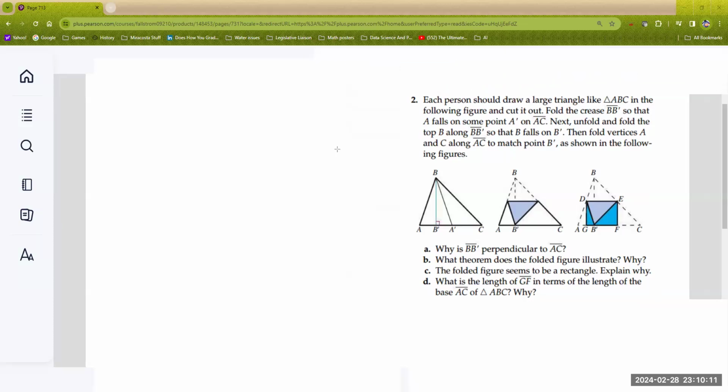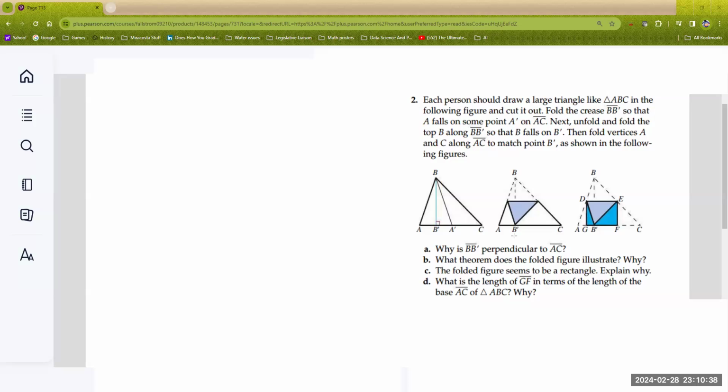Each person should draw a large triangle, doesn't matter the size or shape, and then fold a crease B prime so that A falls on top of A prime. Okay, then unfold it and fold the top along B prime so that B falls on B prime, then fold basically the other two over to create that shape. Okay, that makes sense.